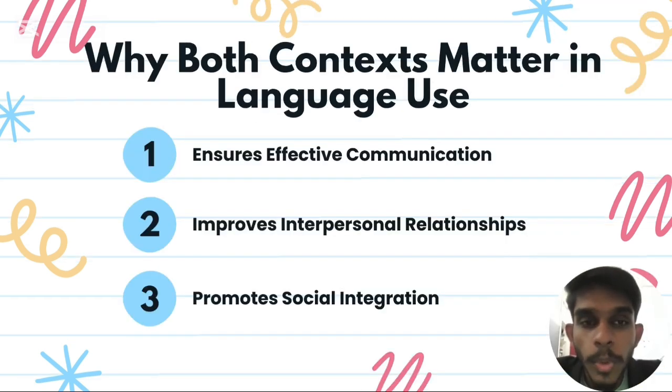So, why both contexts matter in language use? First and foremost, ensures effective communication. Both situational and cultural context provides the necessary background for interpreting meaning correctly. Without understanding this context, even grammatically correct sentences may lead to misunderstandings or awkward interactions.